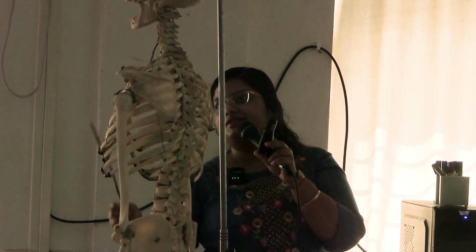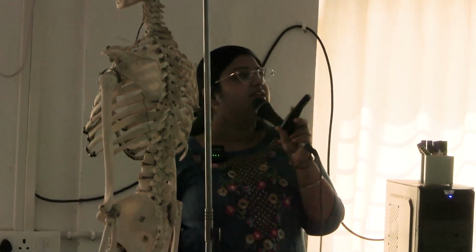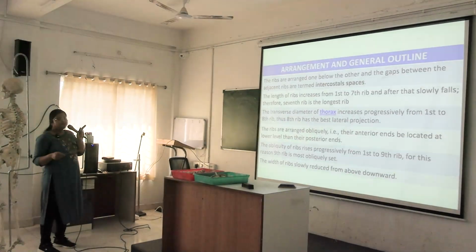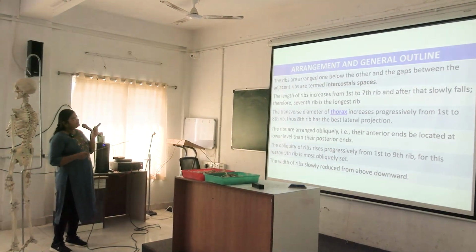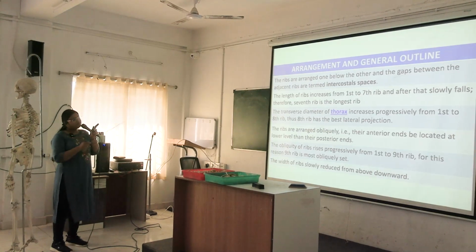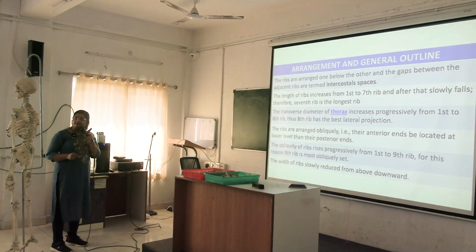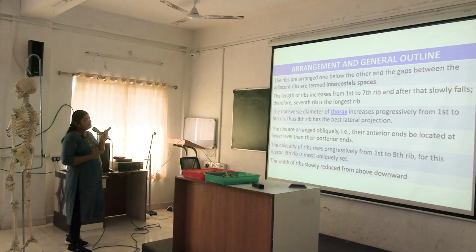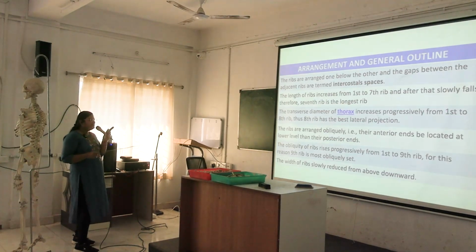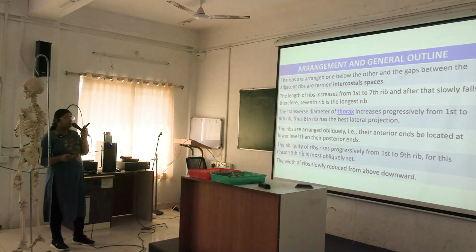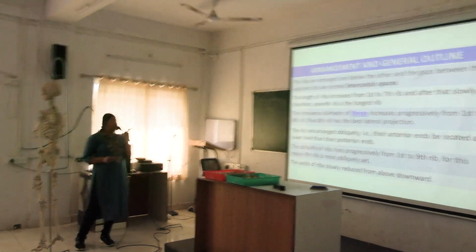The length of the ribs increases from the first to the seventh. You can see from the thoracic cage, the first to seventh are increasing in length. After that, the length slowly becomes shortened. So the 7th rib is the longest rib. These points are important for your Viva and MCQ. Okay, the 7th rib is the longest rib.